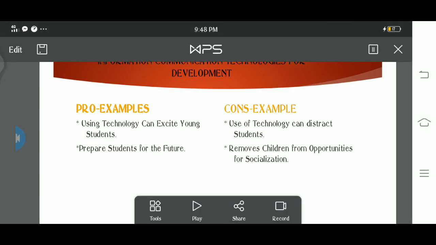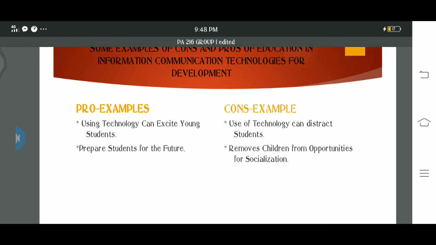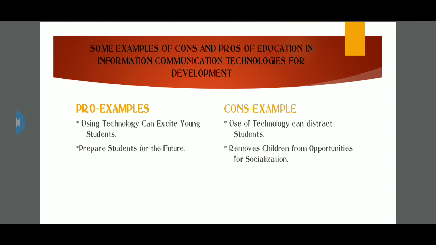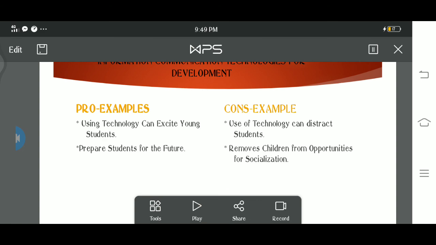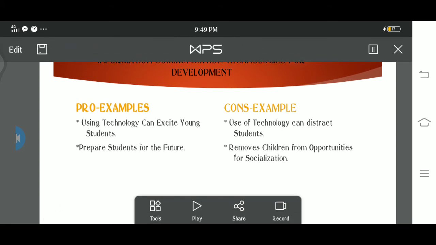And the second one is that it removes children from opportunities for socialization. Studies have suggested that more individuals throughout society are becoming disconnected and isolated because of the links that technology provides through social networks. Young children who spend more time engaging with some devices may not spend as much time interacting with their peers.